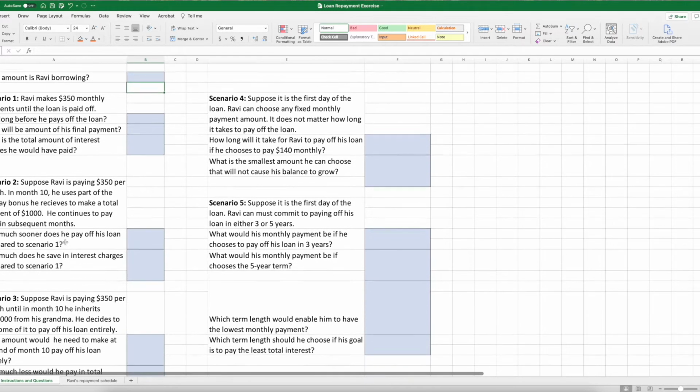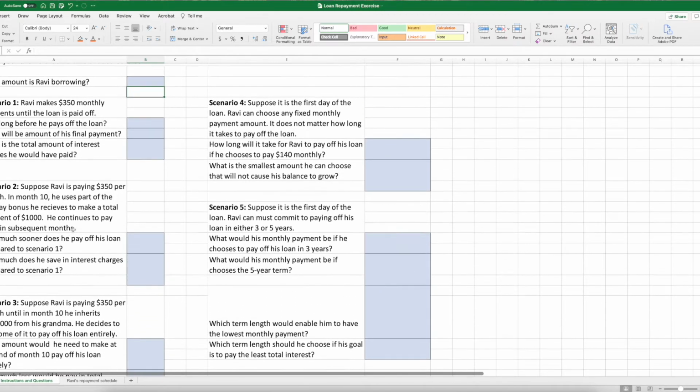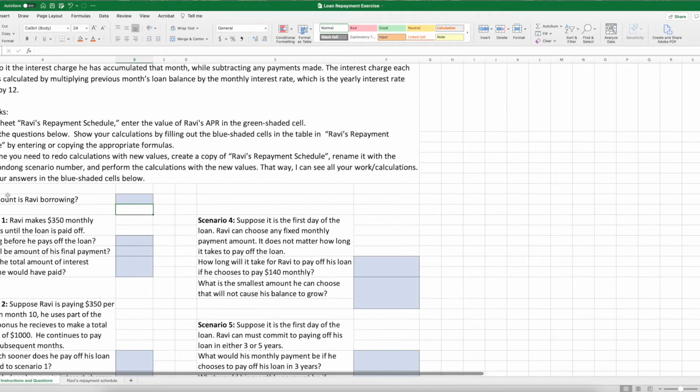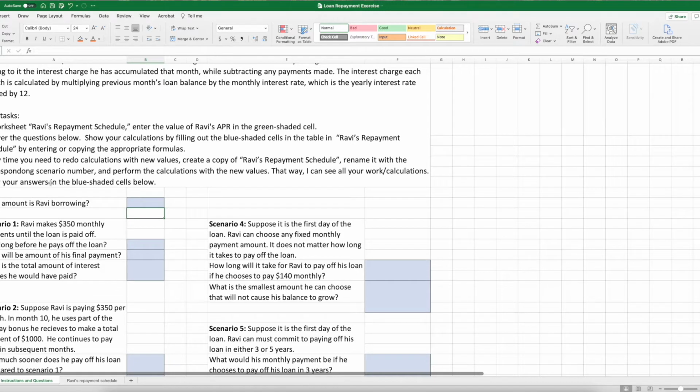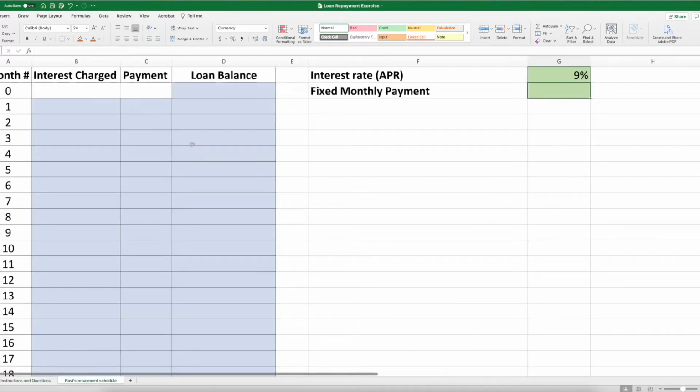Okay, so there seem to be a lot of questions and they seem to be grouped according to scenarios. Show your calculations by filling out the blue shaded cells in the table in Ravi's repayment schedule by entering or copying the appropriate formulas. So it seems that we need to show our calculations by filling out these blue shaded cells in the table by entering the appropriate formulas.